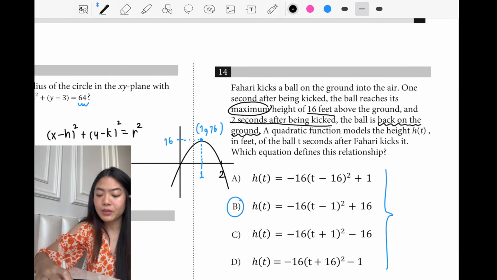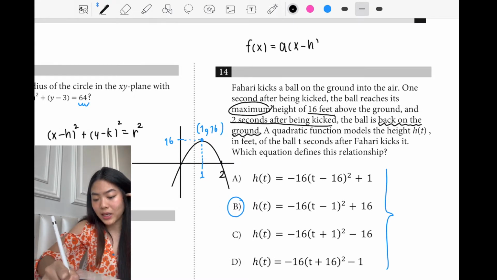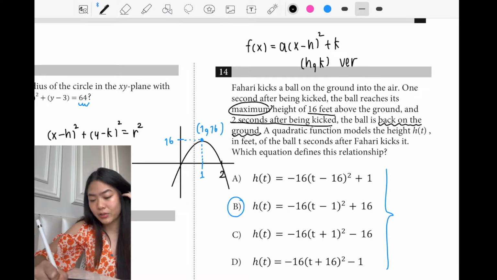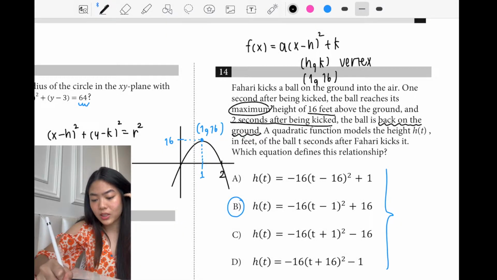Because why? Because we know that if the function is represented as a(x minus h) squared plus k, the (h, k) here is the vertex. Okay, and now we know our vertex is (1, 16).